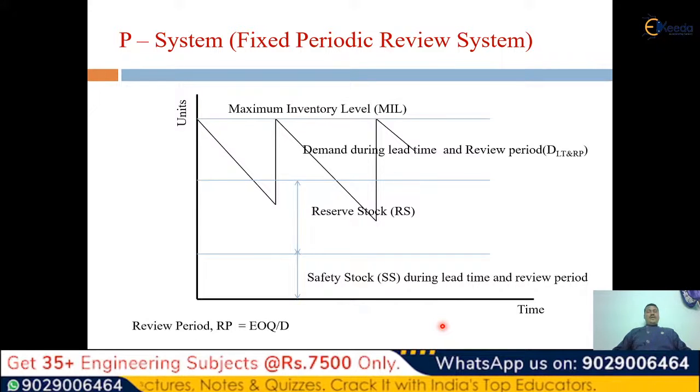This review period, or RP, is given as the economic order quantity divided by the demand, and the maximum inventory level, or MIL, is equal to D into LT plus RS plus SS, that is, safety stock plus reserve stock.